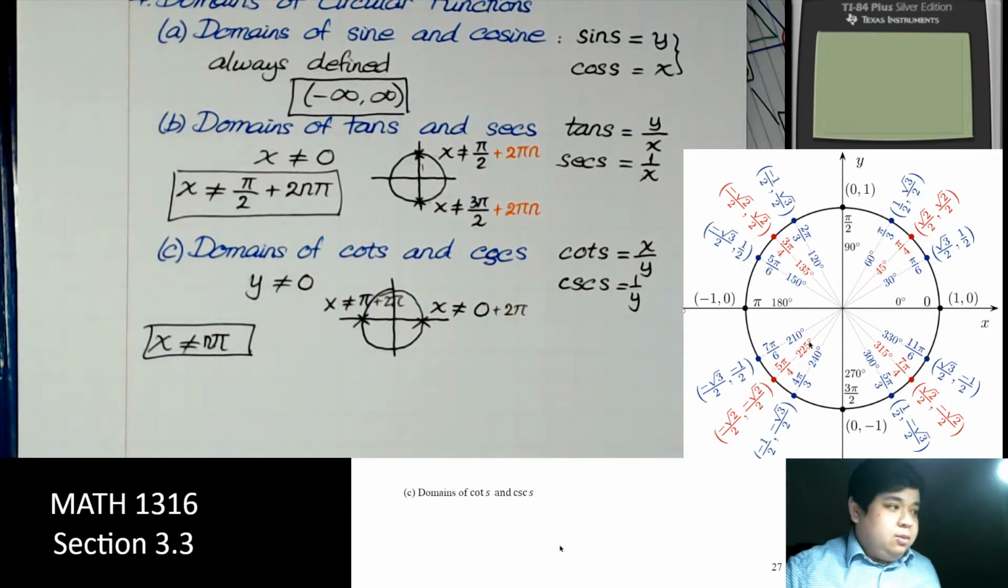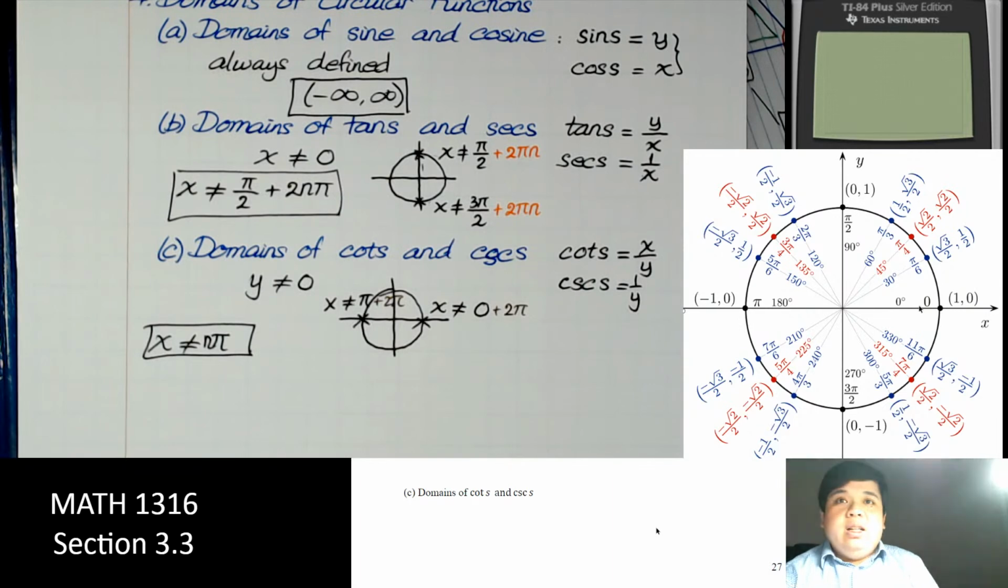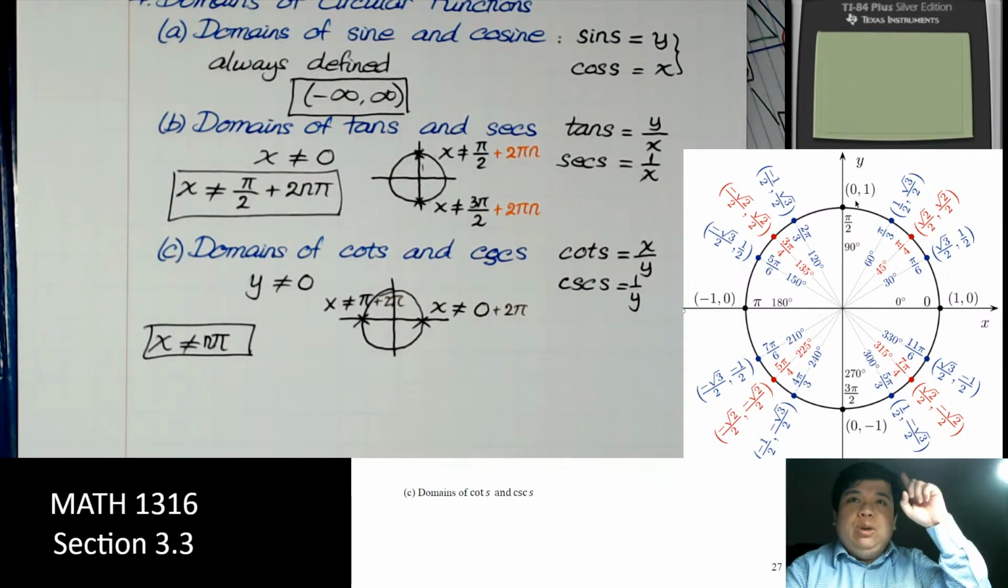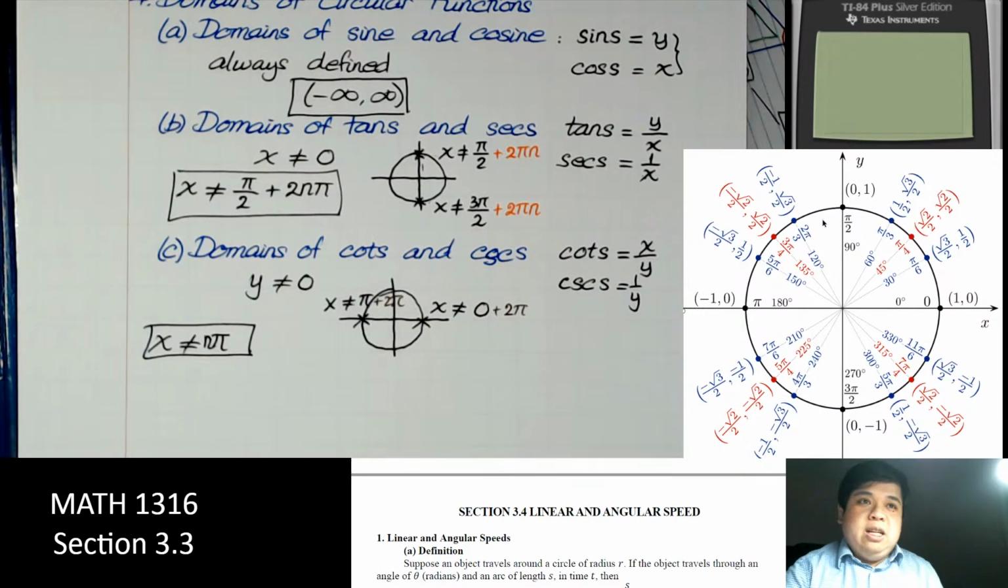So, like I said, everything just goes back to x, y, and r. In this special case, we will let r equal 1, and we have the unit circle. And with the unit circle, we find x, y, and then we can find the values easily.